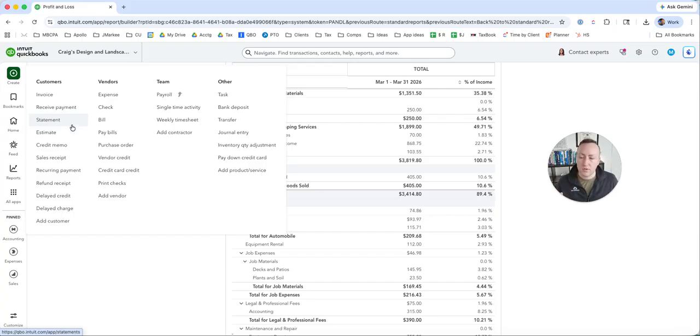There's at least 3 different ways that you can create a statement. It's a cool feature that's often overlooked. Estimate. So if you're starting a new job and you do not have a dedicated job software, you can create an estimate in QuickBooks, and then over time you can invoice against that estimate, and that will keep you in line as far as how much you have invoiced your client compared to that estimate.